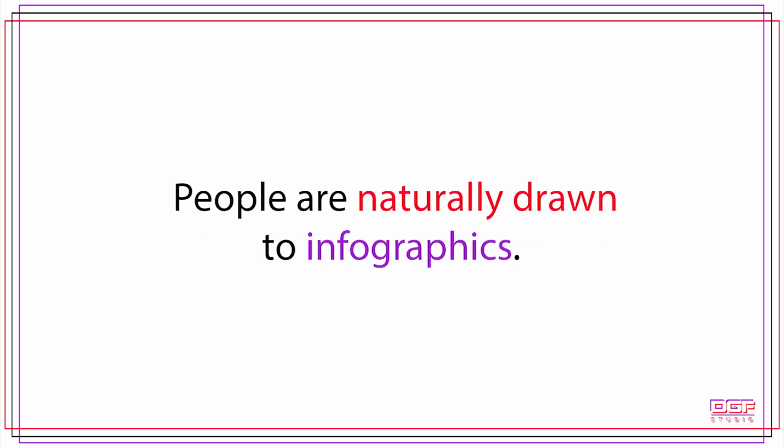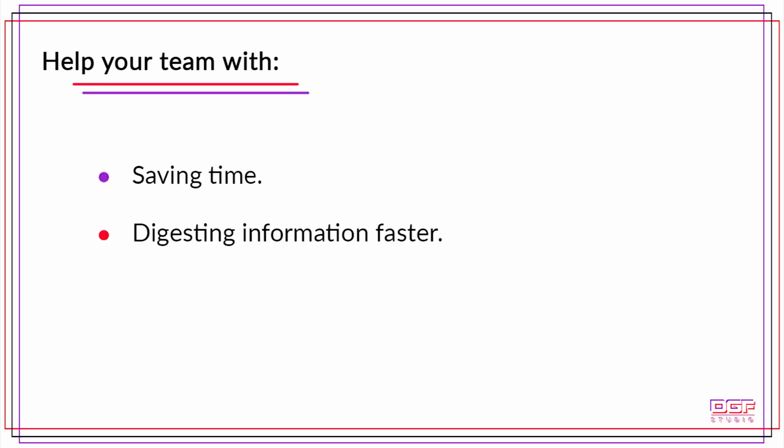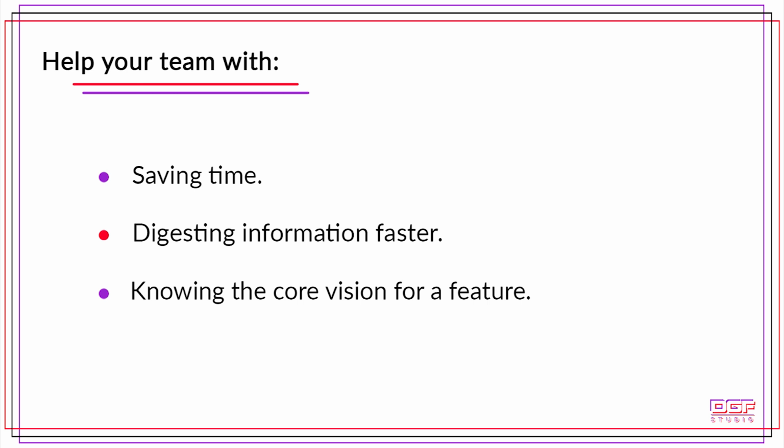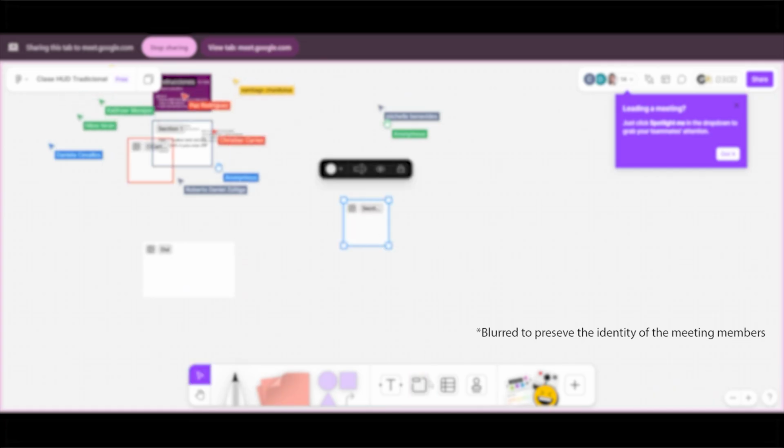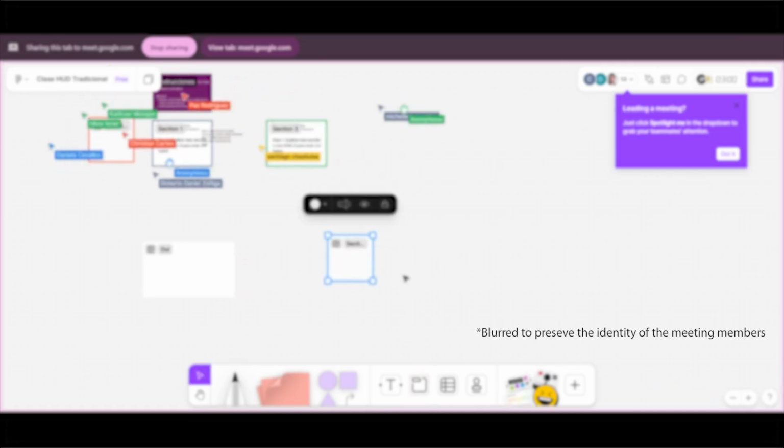However, people are naturally drawn to infographics and visual guides because they are easier to digest. They make it easy to share complex information in just seconds. So a visual document will help your team with saving time, digesting information faster, and knowing the core vision for a feature. Now, back to the question on why Figma, specifically FigJam.